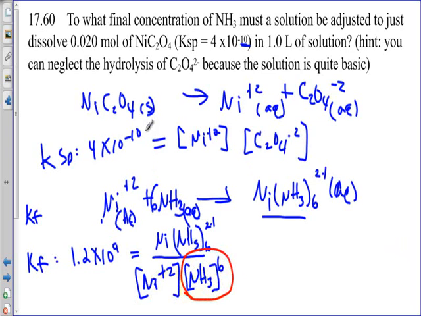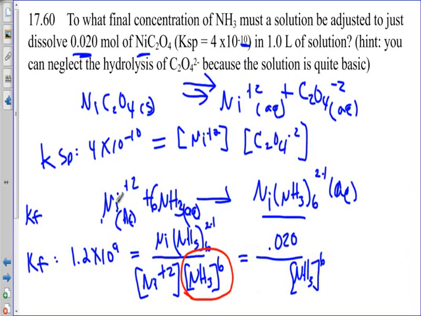Alright, so we are adjusting the solution to allow us to make this much of the nickel. So what that says is that whatever the complexing does to cause this reaction to shift is going to allow us to liberate 0.020 moles. Okay? So I'm going to end it with 0.020, and that's going to be over NH3 to the 6th. But I need to find out how much nickel I have.